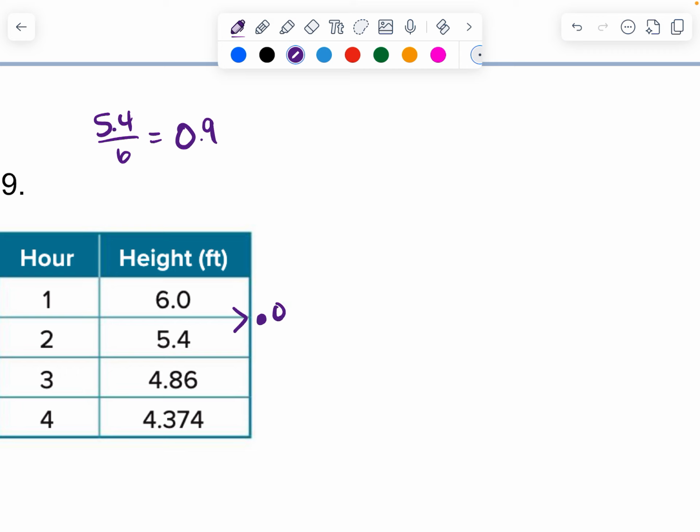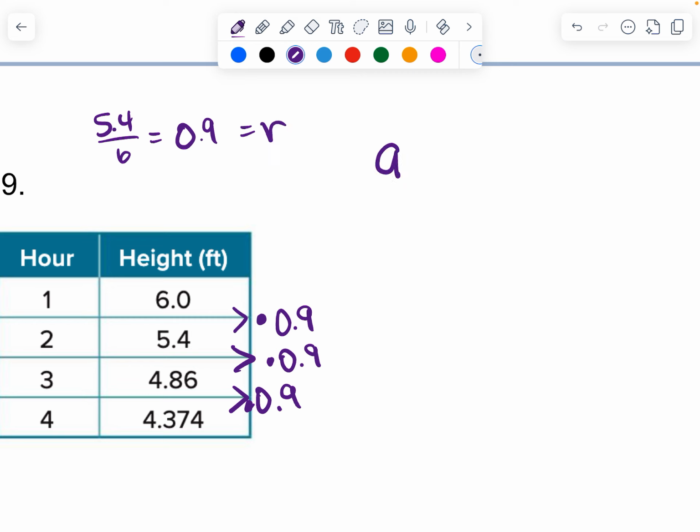So if I multiply it by 0, nope, zero's in the wrong spot. Oh no, I was doing the right thing. This one, yep. I'm multiplying each one of these by 0.9. So that is what my R value is.